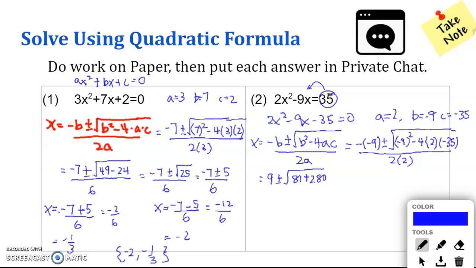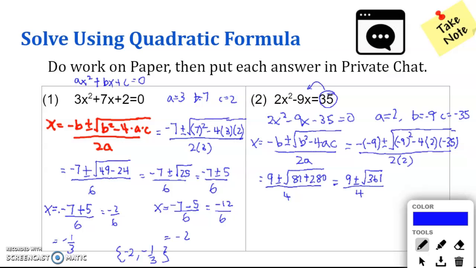If it didn't do that, you'd end up with a negative inside the square root, and remember, we can't have a square root of a negative, at least not yet. 2 times 2 is 4, and then it further simplifies to 9 plus or minus 81 plus 280, which is going to be 361. Square root of 361 all over 4. Now you're left with 9 plus or minus square root of 361 all over 4.